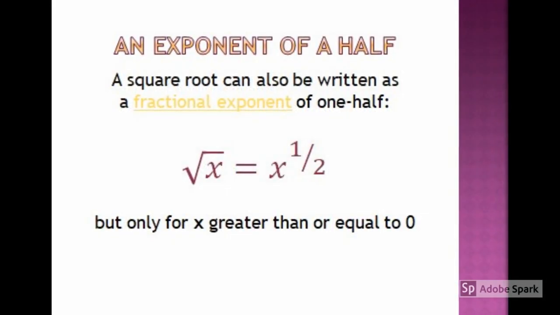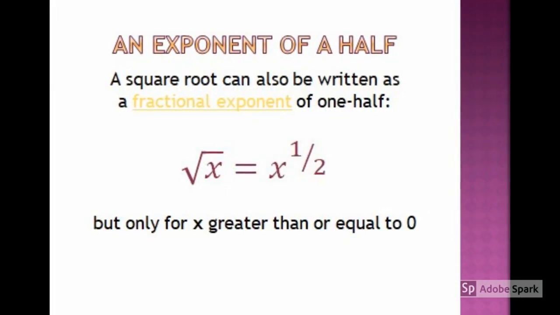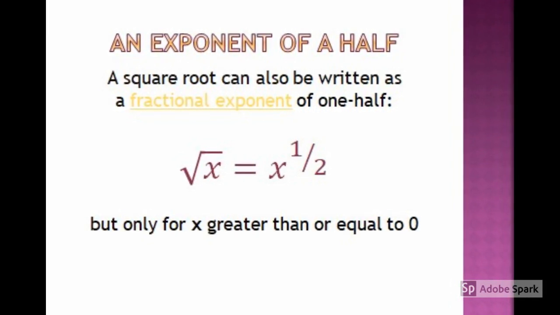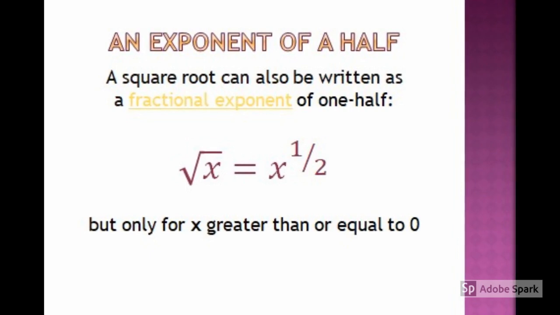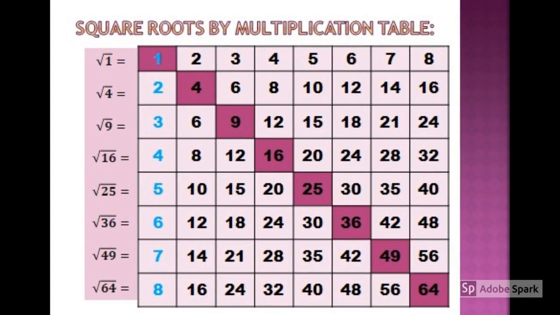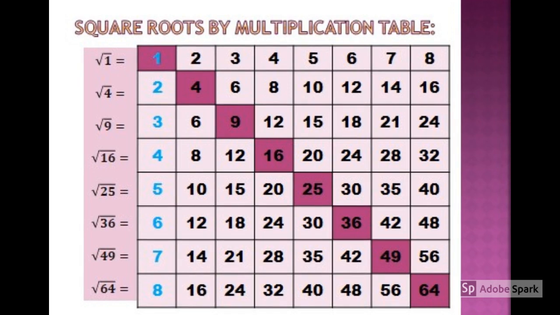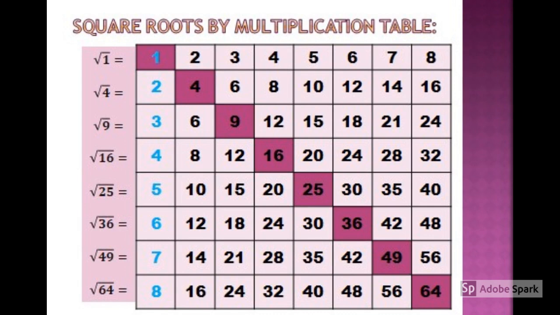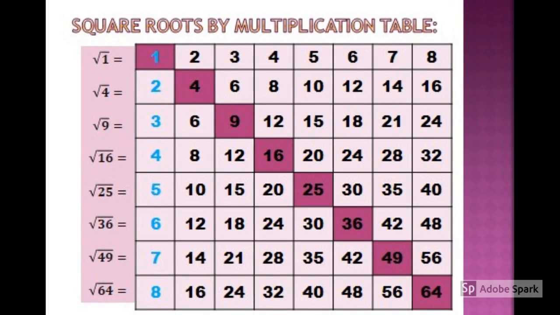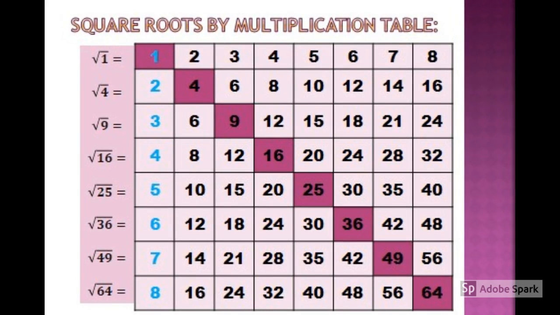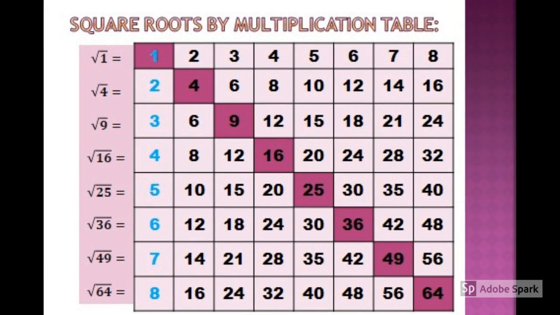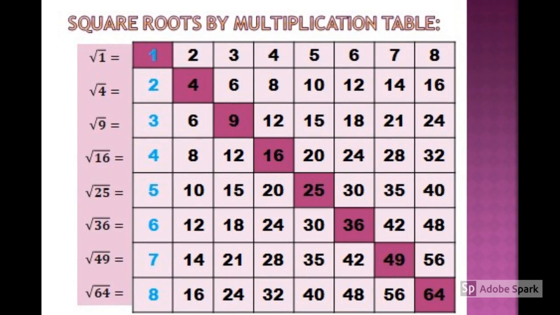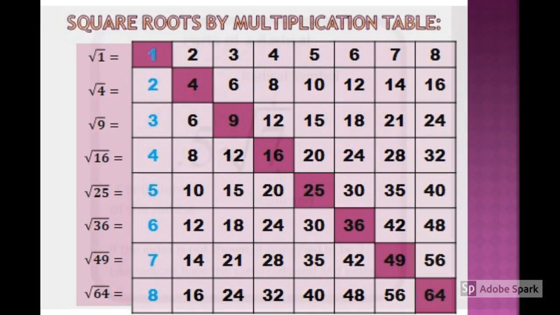A square root can also be defined as a fractional exponent of 1/2, but this statement is true only when x is greater than or equal to 0. The concept of square roots can be easily understood by using multiplication table. In the multiplication table, the squared values lie on the diagonal of the table, and their roots lie in the first row or the first column as the first natural numbers. In this case, they are first 8 natural numbers.